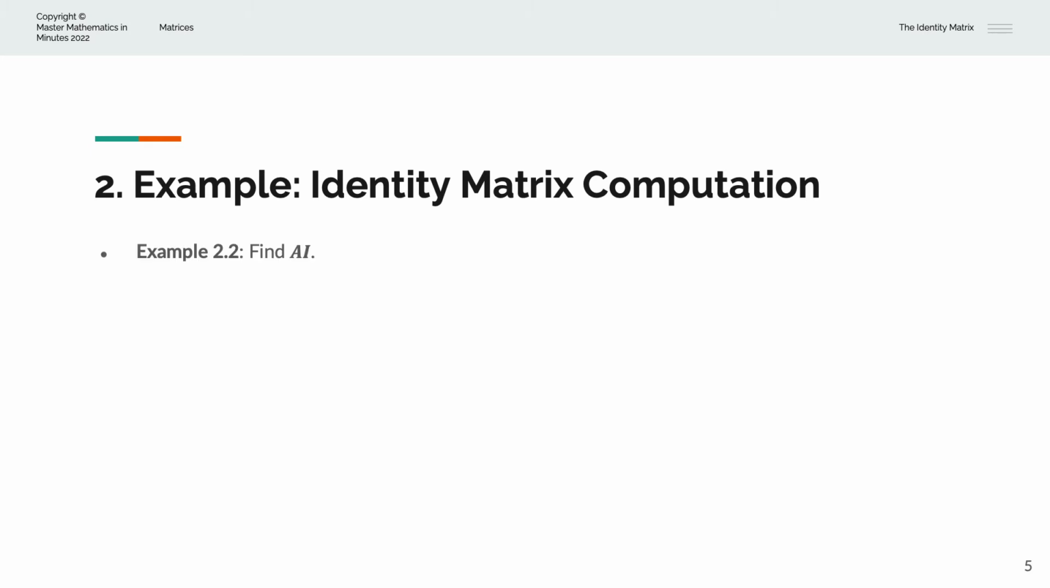In the second example, we're asked to find matrix A multiplied by the identity matrix I. So we saw earlier that that should return the original matrix A. So we will perform an example now to show that. So with matrix A and the identity matrix of order 2 by 2, to multiply these together, we'll need to determine the order of these two matrices.